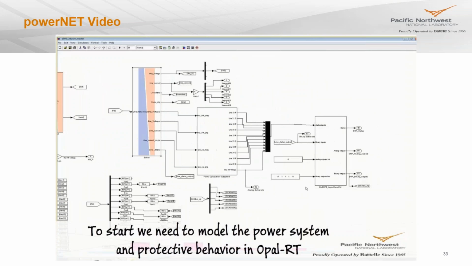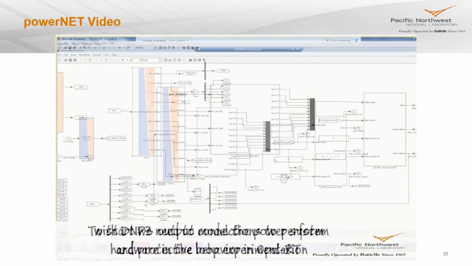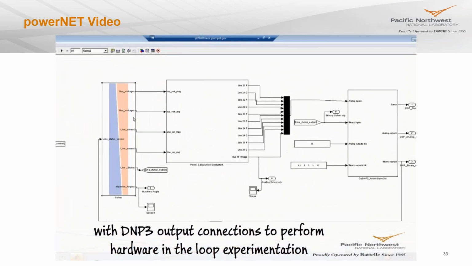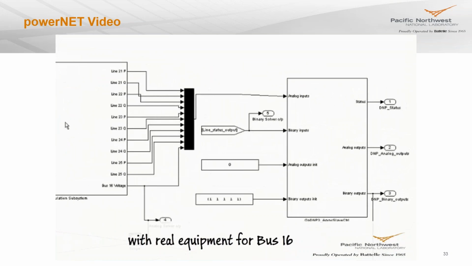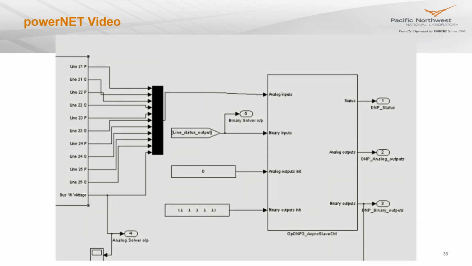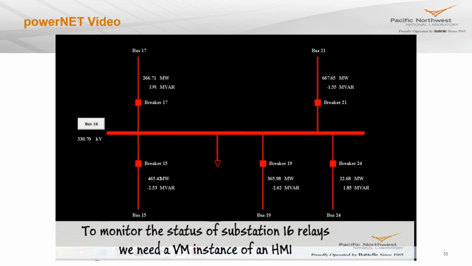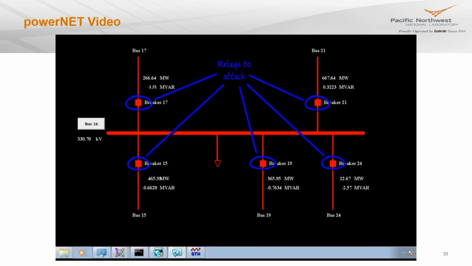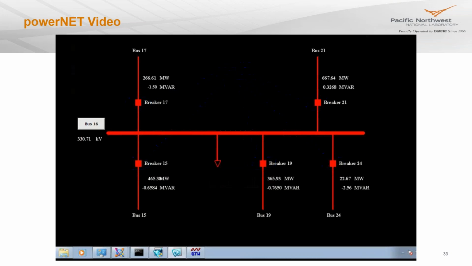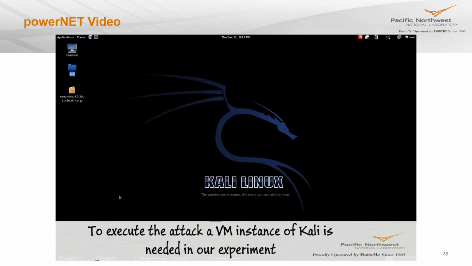So what we did is we started to model the 39 bus system and the protective behavior all in OPAL-RT. So I think those watching probably have far more familiarity with this portion than I do, but I want to stress the fact that we used real equipment for that bus 16 portion. So we had the 39 bus system modeled in the OPAL, the physical devices for bus 16 that we were going to attack, and those were the physical relays.